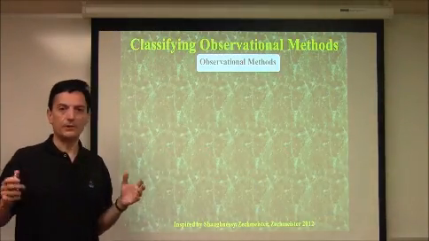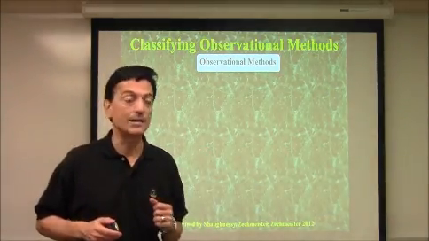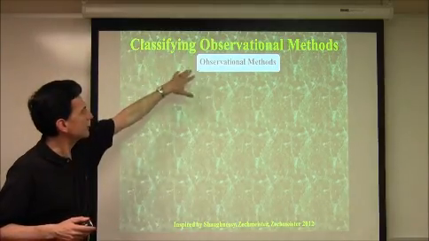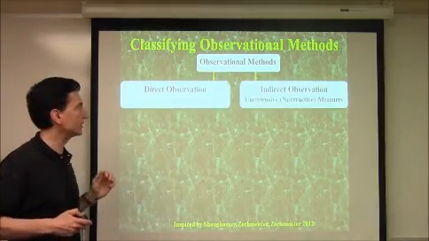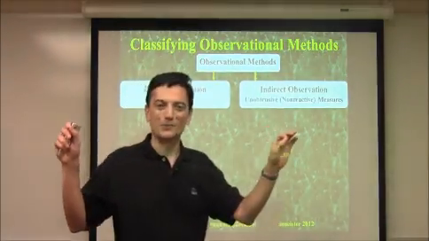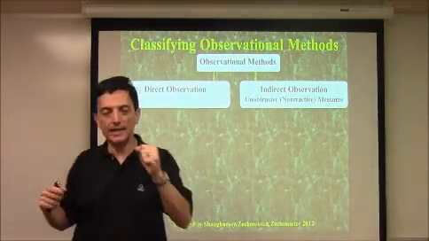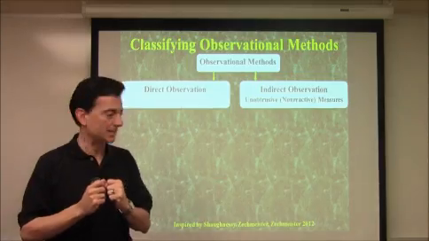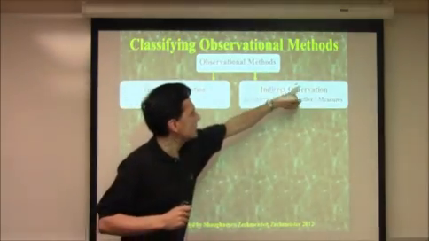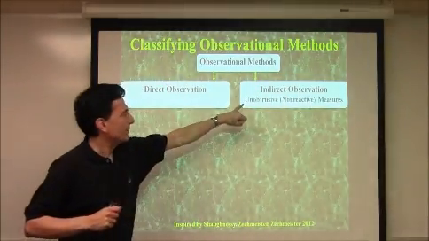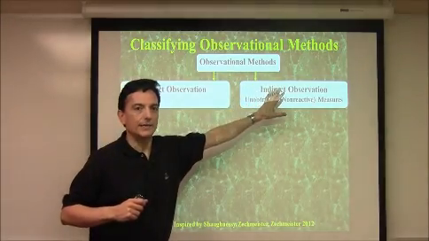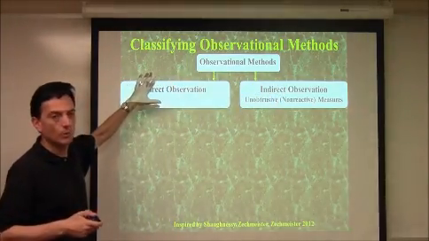Okay, so let's see if we can put all this together. We've talked about lots of varieties, and we'll see if we can start classifying these different kinds of observational methods. The first fork in the road that we come to is whether we're going to be doing direct observation and catching behavior online as it's occurring, or indirect observation. We can think of these as generally being non-reactive. In most cases, these are more reactive.